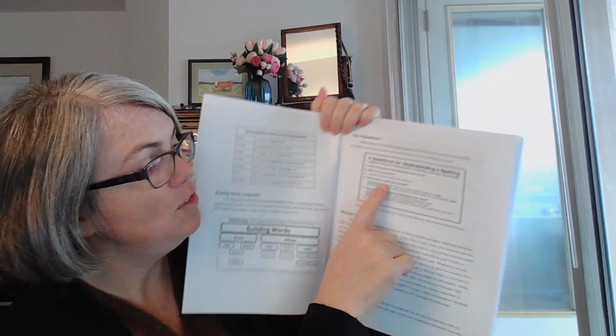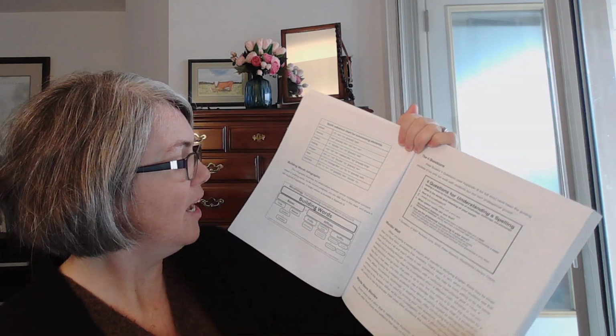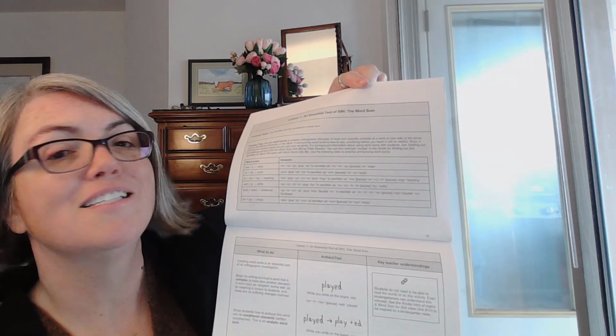It's been championed by Dr. Pete Bowers, and he has these 4 questions for understanding a spelling. So they go through and give you the basics, and that doesn't take too long. That takes 7 pages. So there we go, only 7 pages of reading. And then from there on, it's lesson plans.